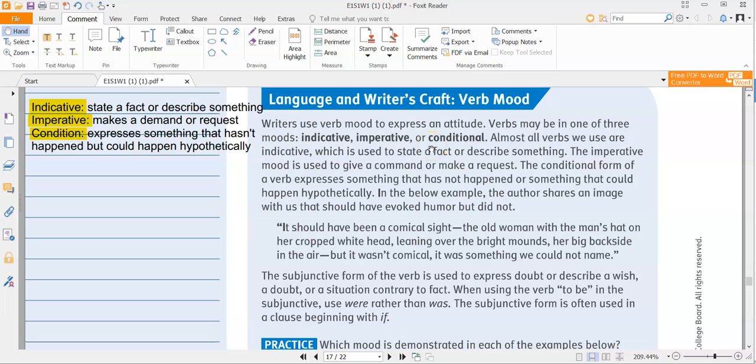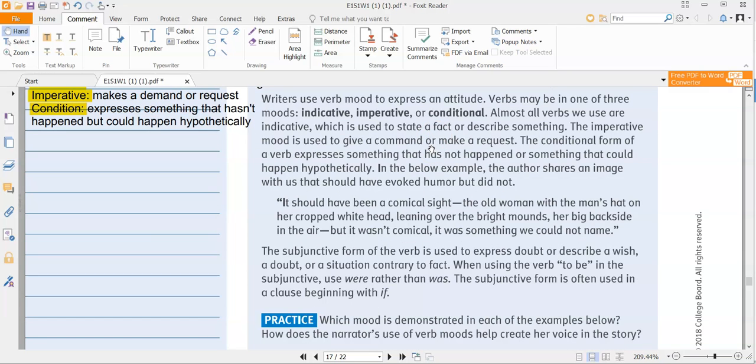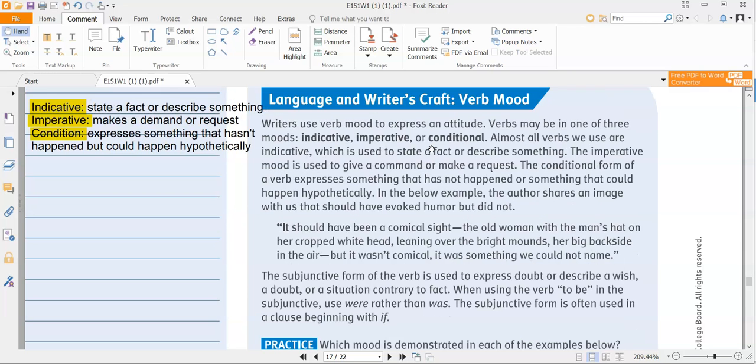Verb moods. So in the below example, the author shares an image with us that should have evoked humor, but did not. It should have been a comical sight, the old woman with the man's hat on her cropped white head, leaning over the bright mounds, her big backside in the air. But it wasn't comical. It was something we could not name.